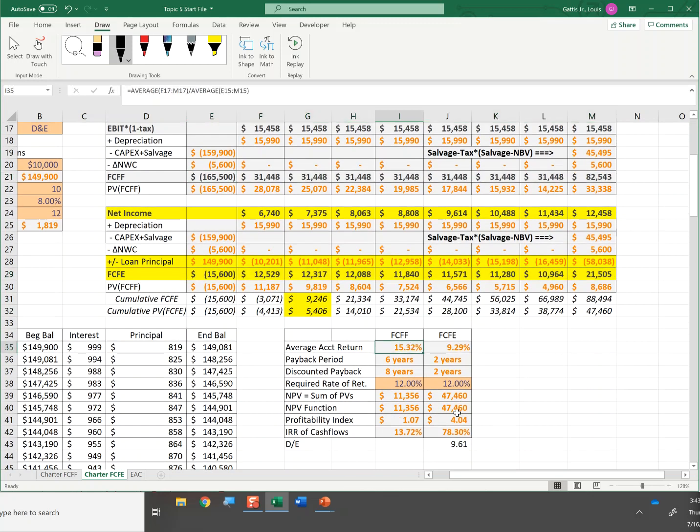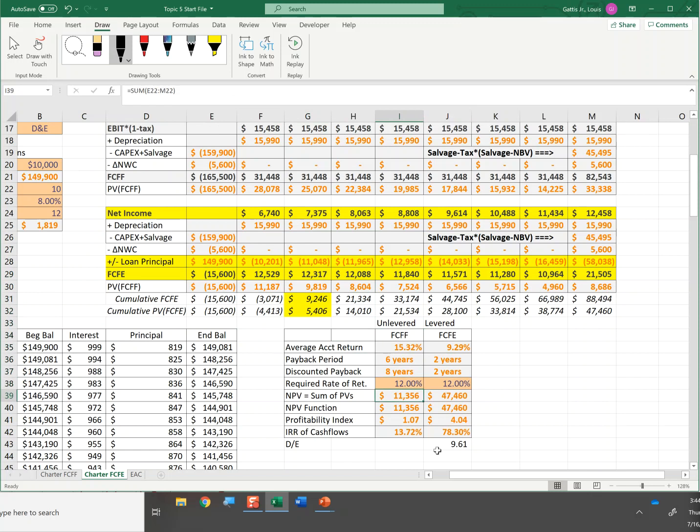And then I calculated the average accounting returns of unlevered. So it's right here, unlevered. And then the levered model. So free cash flows to the firm, free cash flows to equity. The average ROA goes down for average accounting return. The reason why is my net income is lower because of interest expense. My payback period goes from 6 years to 2 years. Since I only spend $15,000 today, it doesn't take long to break even.